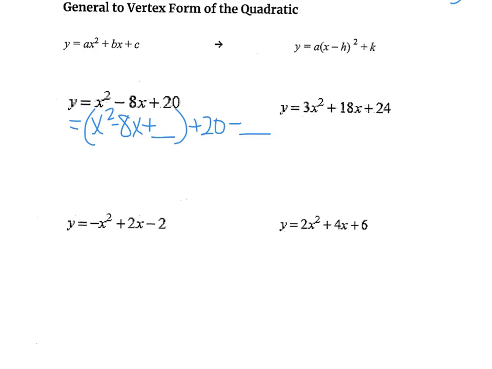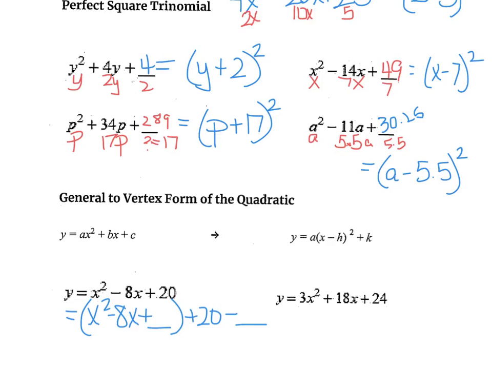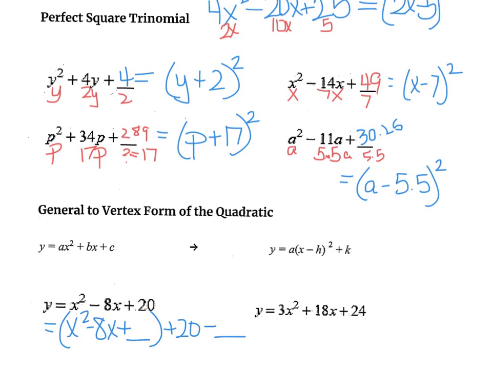Notice that I have a plus a number here because perfect square trinomials always have a positive on the end. The middle sign doesn't matter. But if I'm adding something in here, I have to subtract that off to balance the equation. Add it in, subtract it off. Go back to what we did up here to figure these numbers out.